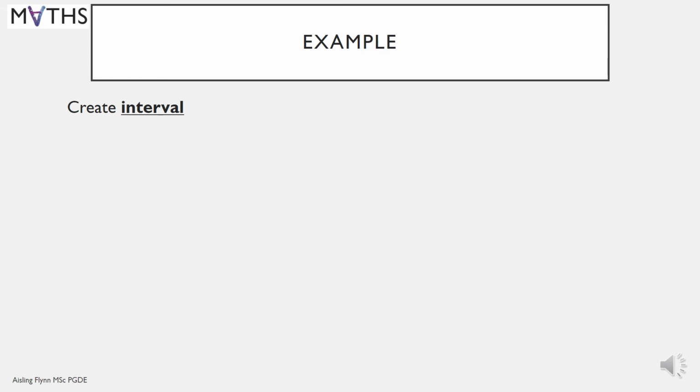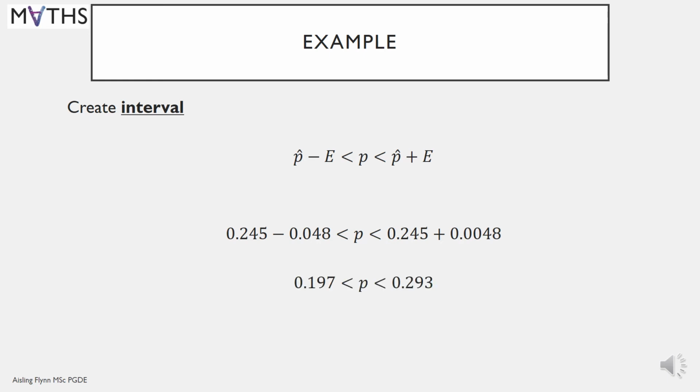So now we need to create our interval. Remember that the population proportion should lie between P hat minus E and P hat plus E. So let's put in the values we had for those. P hat was 0.245 and our margin of error was 0.048. And that gives me an interval from 0.197 up to 0.293.